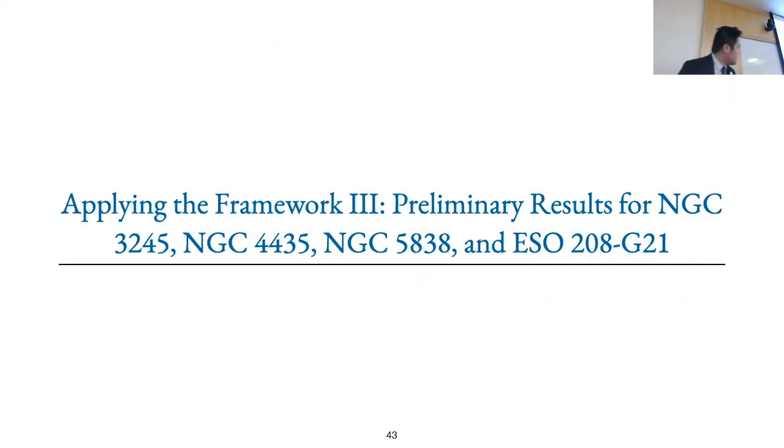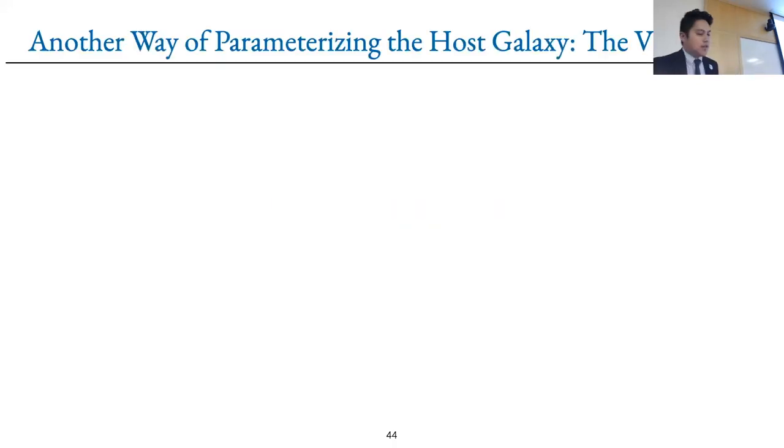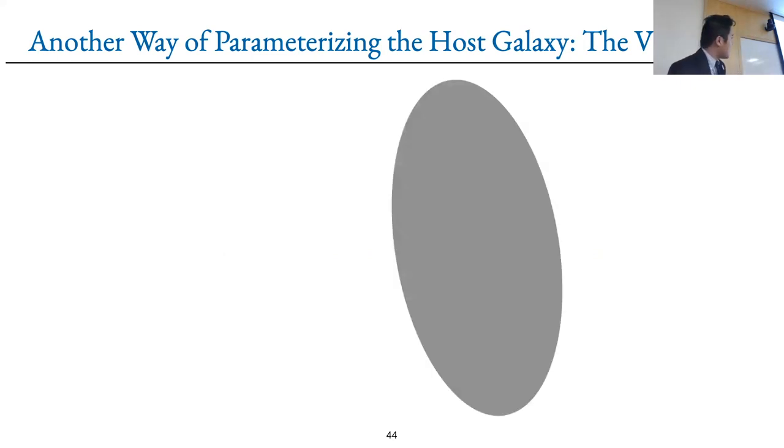Okay, so we'll have some time to talk about the results for the final four galaxies. I will not get into all of them in detail, unfortunately, but I now have to confess I've been holding out on you. I have another way of parameterizing the host galaxy, so we can do it not just with the Hubble images, but with a non-parametric approach we'll talk about now. It's called the V-ext method, or the V-extended method.